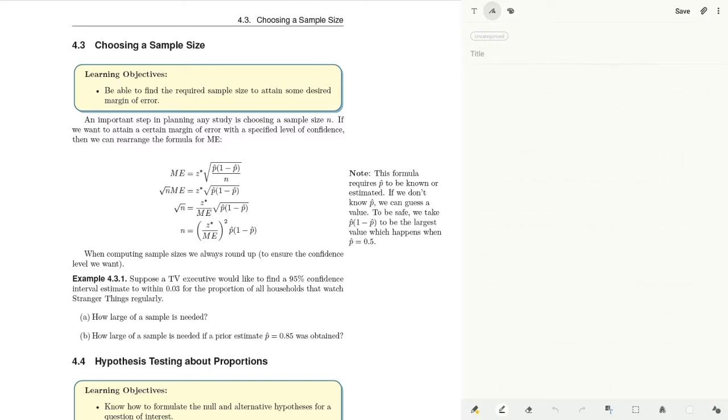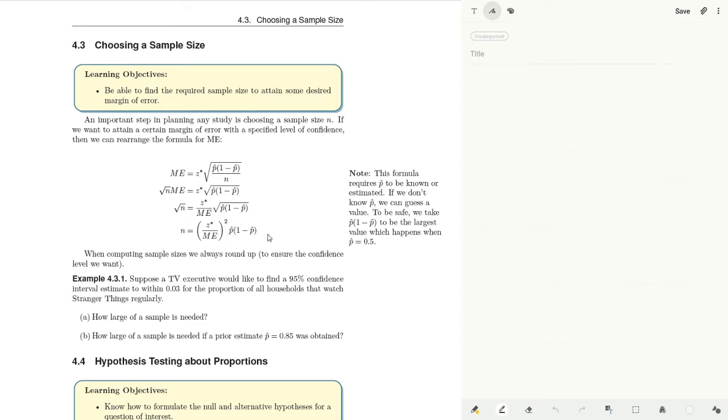In this video we will talk about how to determine a sample size when we are planning any study. Now if we want to attain a certain margin of error with some level of confidence, then we can rearrange the formula for the margin of error to solve for the sample size n. So with some algebra, we end up with this equation for the sample size, which is the critical value over the margin of error squared times p hat times 1 minus p hat.